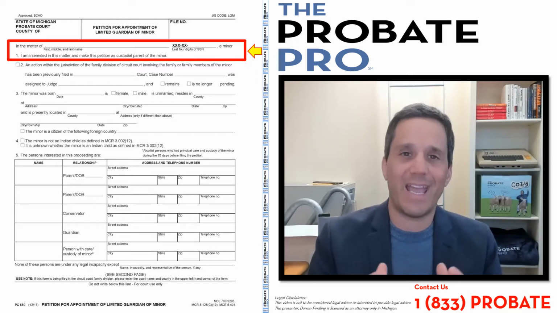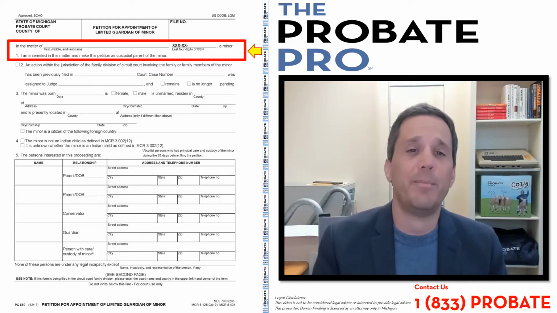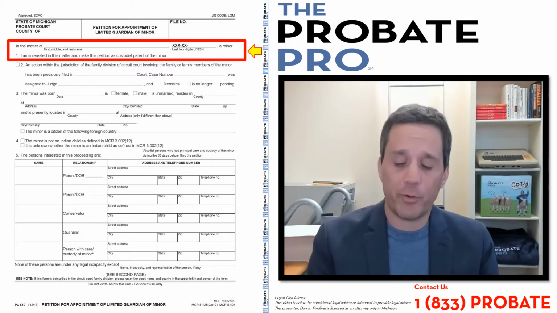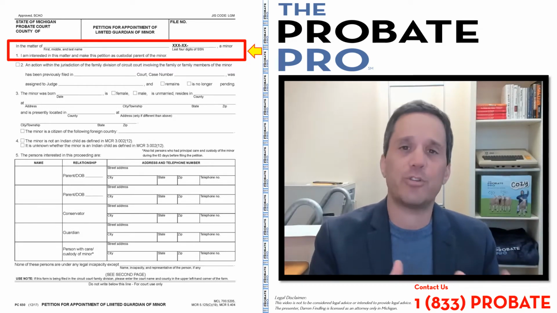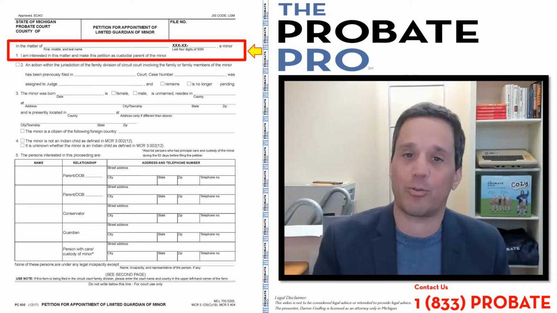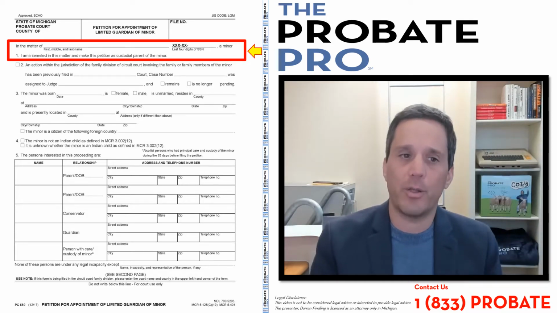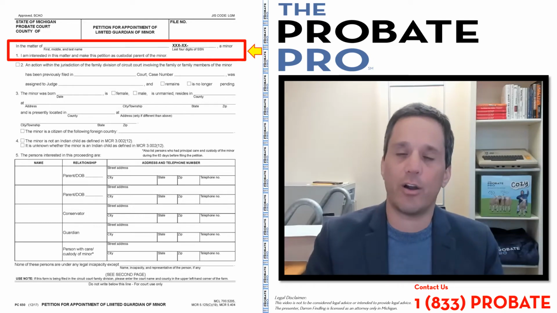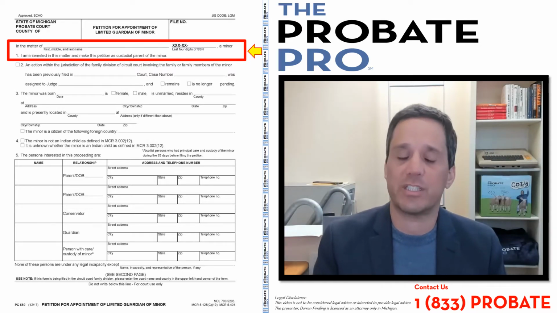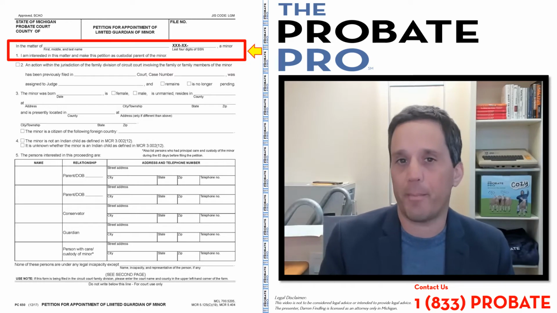Number one is really the essence of this petition. It provides, I am interested in this matter and make this petition as custodial parent of the minor. So if you're not the custodial parent, but you're interested in the well-being of that minor in some other way, this is not the correct SCAO form. There's another petition you can file for guardianship of a minor. This is only used when the custodial parent is seeking guardianship for a third party to intervene and provide guardianship-related services in a limited form on behalf of a minor.